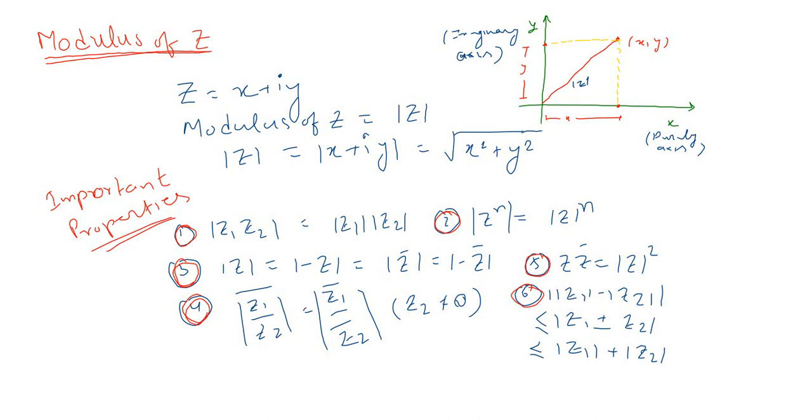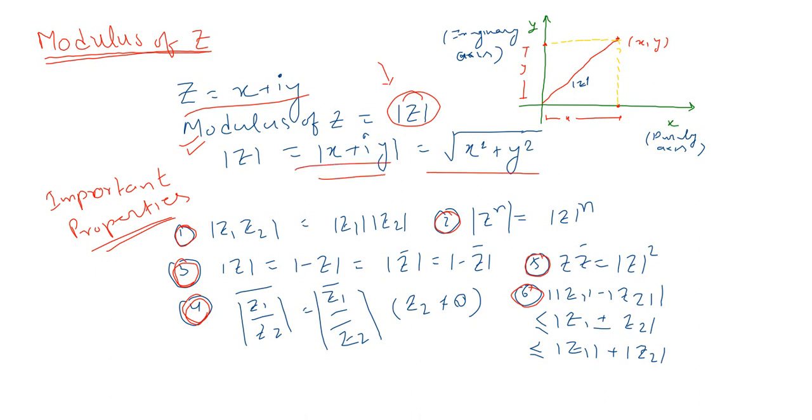In this video we'll discuss the modulus of z. So if we have z defined as z equals x plus iy, then the modulus of z is denoted as mod of z. This we say mod of z, and mod of z is equal to under root of x square plus y square.